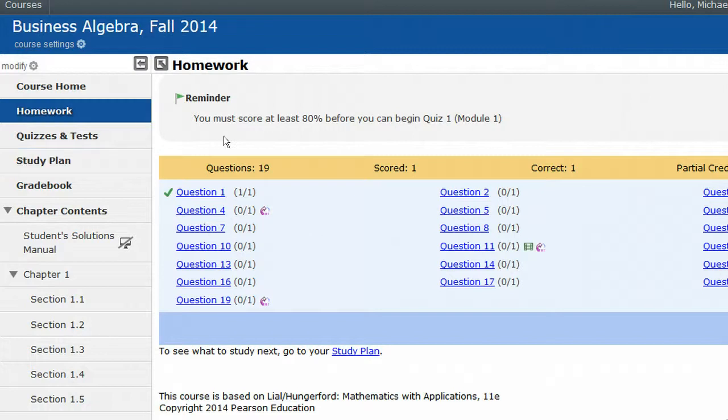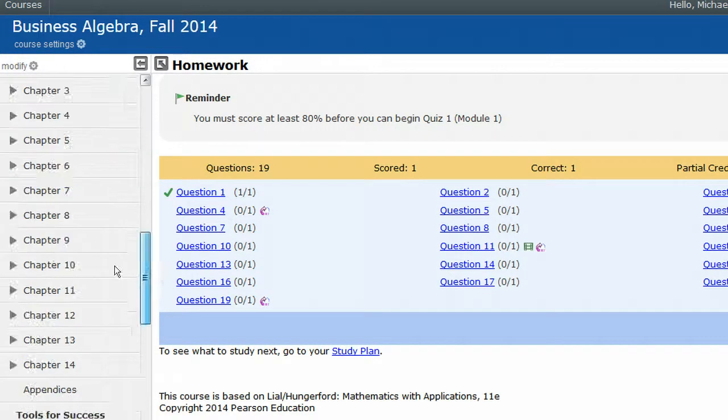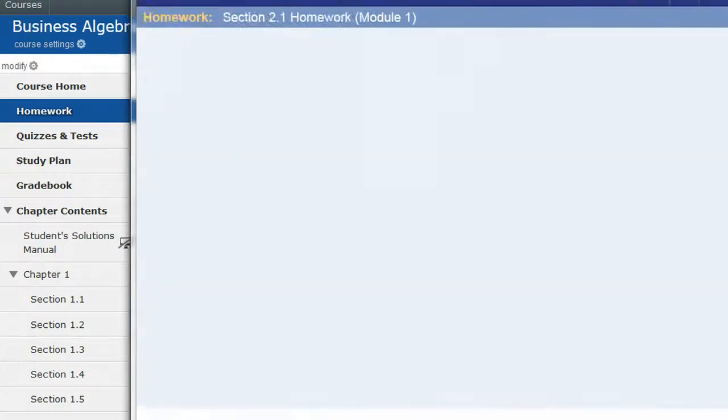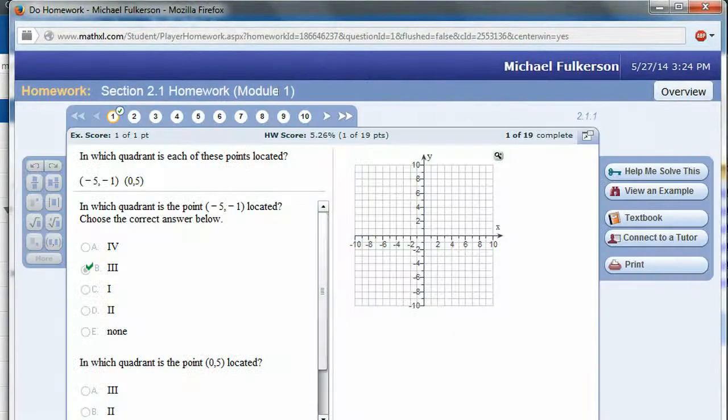Now a couple other things I want to mention here. Notice when you go into homework, it shows you the questions that you got correct and the questions that you got incorrect. One thing I should also mention: when you're doing the quizzes and the exams, these buttons will not be there. Help me solve this, view example, and so forth. So in the quizzes and exams, you don't have an opportunity to redo a problem. You either get it correct or incorrect, and it'll stay that way as your answer.